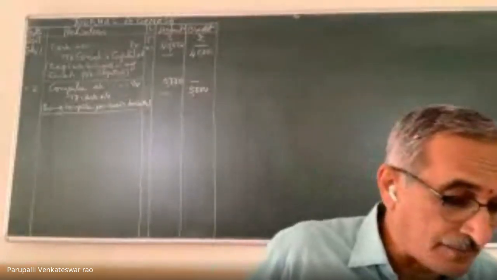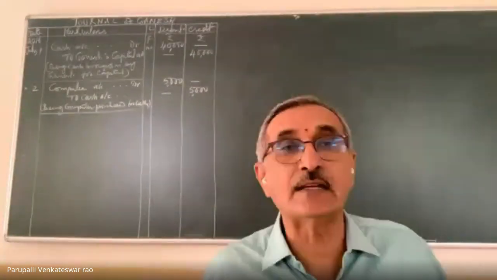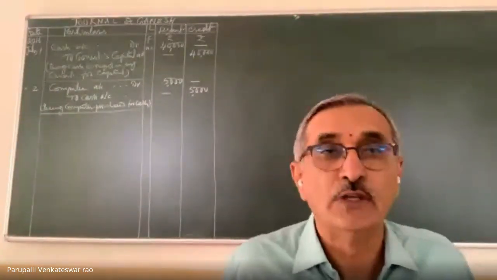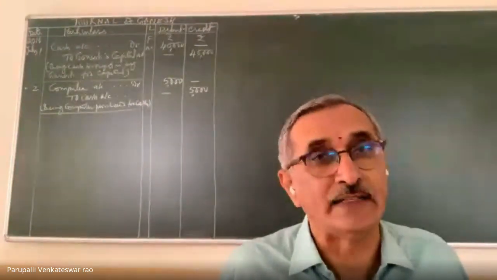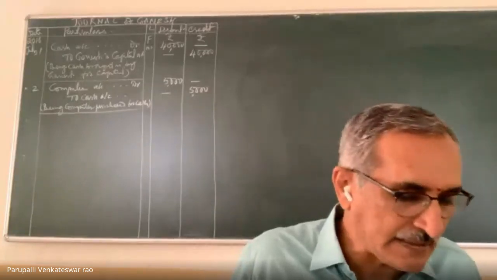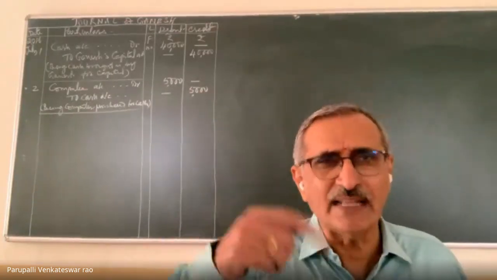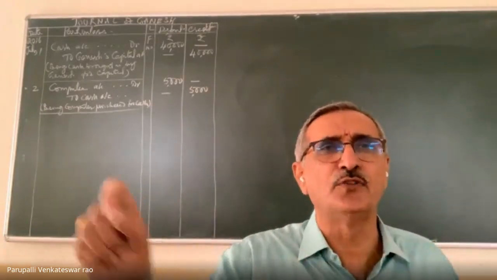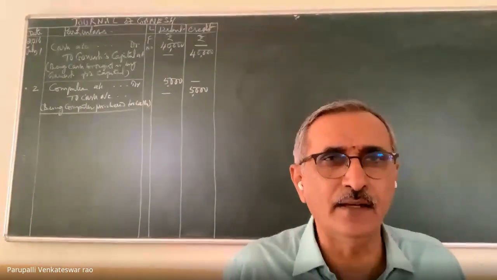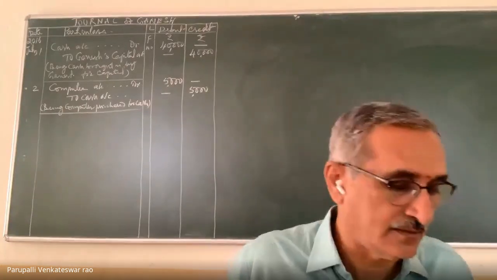Now coming back, goods sold for cash rupees 8,000. The entry is cash account debit 8,000 to sale of goods account 8,000. Write that below, being goods sold for cash. Write the same, being goods sold for cash, is over.